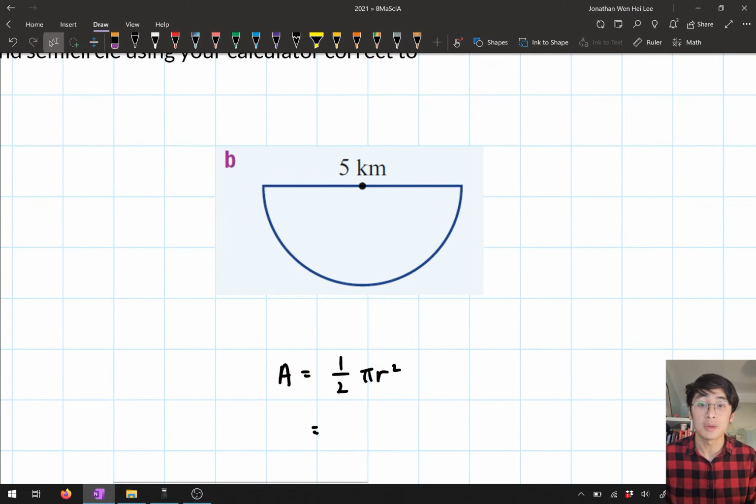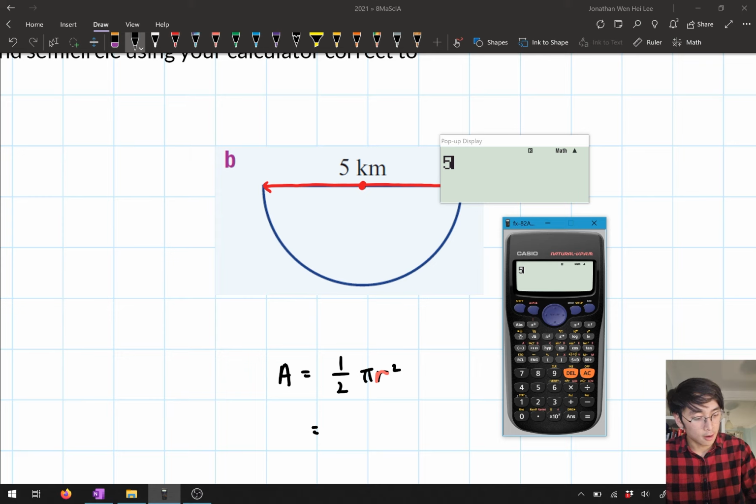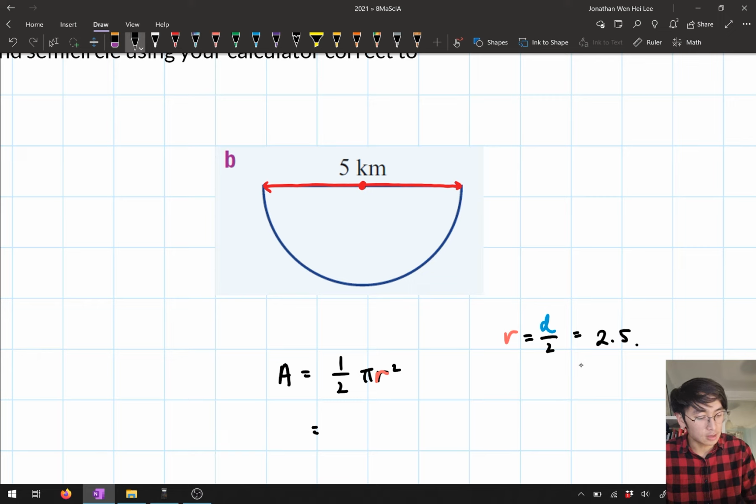Now, if you have a look at the diagram here, they tell us that this length here is 5 kilometers. If you have a look, the center of my circle is here, and so this actually isn't my radius. This is the diameter. And so if we want to find the radius, we need to halve our diameter. So here, I'm just going to write on the side, r is just equal to my diameter halved. And so here, I've got 5 kilometers. So I'm going to go 5 divided by 2, and that's going to give me 2.5. And so my radius for this semicircle is going to be 2.5 kilometers.